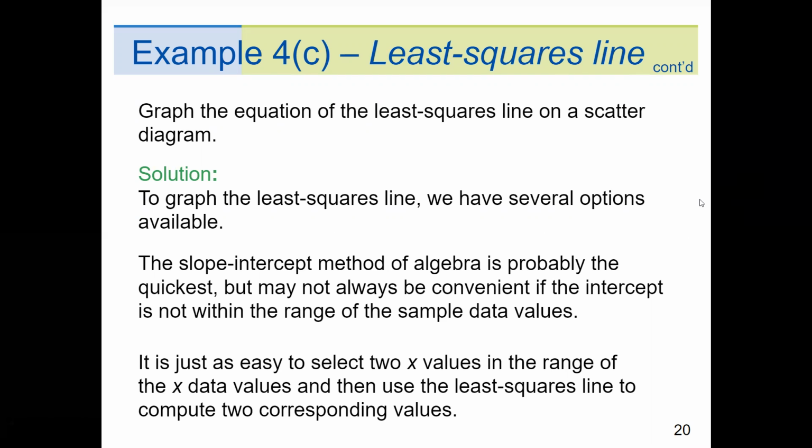Graph the equation of the least squares line on the scattergram. To graph the least squares line, we have several options available. The slope-intercept method of algebra is probably the quickest, but may not always be convenient if the intercept is not within the range of the sample data values. It is just as easy to select two x values in the range of the x data values and then use the least squares line to compute two corresponding y values.